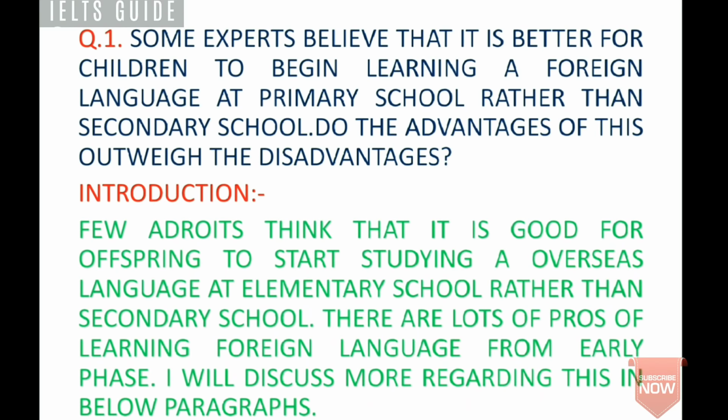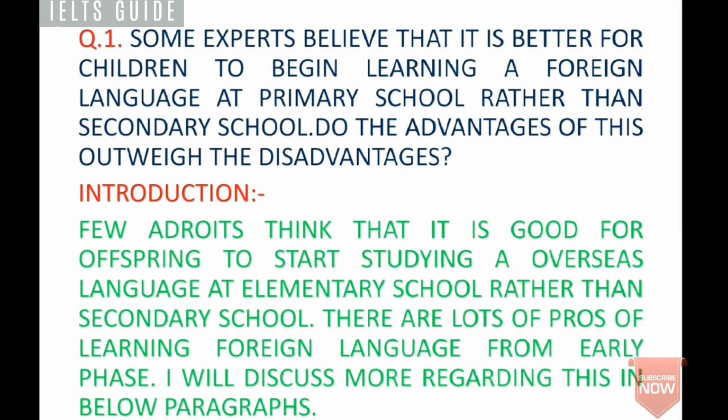So few adroits think that it is good for offspring to start studying an overseas language at elementary school rather than secondary school. See how I paraphrased the question. 'Some experts believe that' became 'few adroits think that'. 'It is better for children to begin learning a foreign language at primary school' became 'it is good for offspring to start studying an overseas language'. Learning is studying, okay, an overseas language at elementary school rather than secondary school.